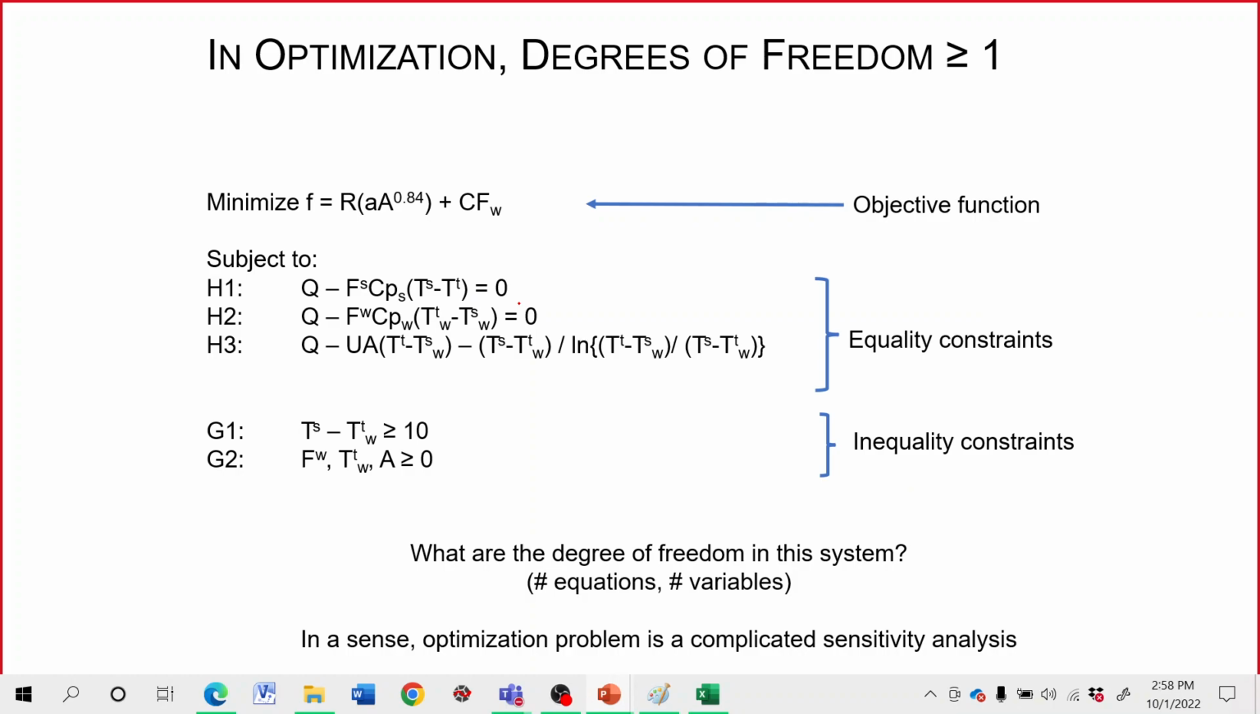Think about degrees of freedom: you know that for optimization it has to be larger than or equal to 1.